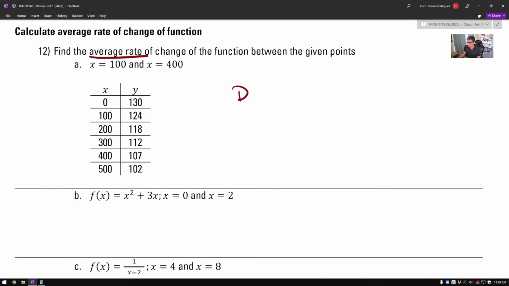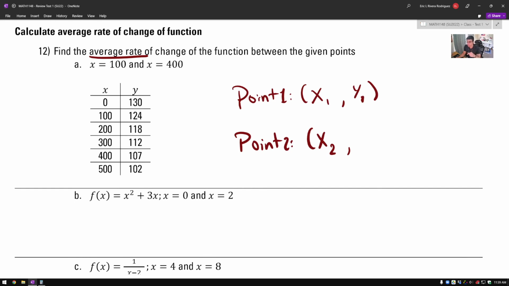So we are going to call point 1. Point 1 is going to be represented by x subscript 1, y subscript 1. The subscript is just to differentiate the coordinate x. We are talking about a specific value of x subscript 1. We do not exactly know that value, but we are using the subscript to differentiate it from any other x value. Point number 2 is going to be x subscript 2 and y subscript 2. So those are the 2 points that we have.